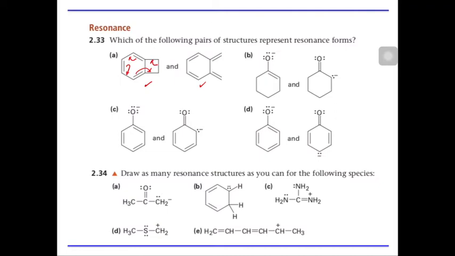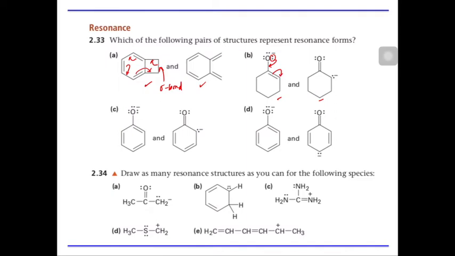So what is involved here is the breaking of a sigma bond, so these two are not resonance forms. In the context of B, we have this structure and this structure. What happened here is the movement of a non-bonding electron and a pi electron.